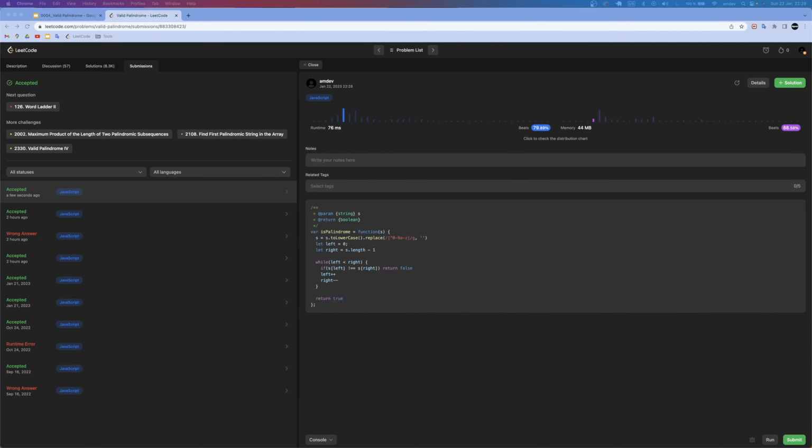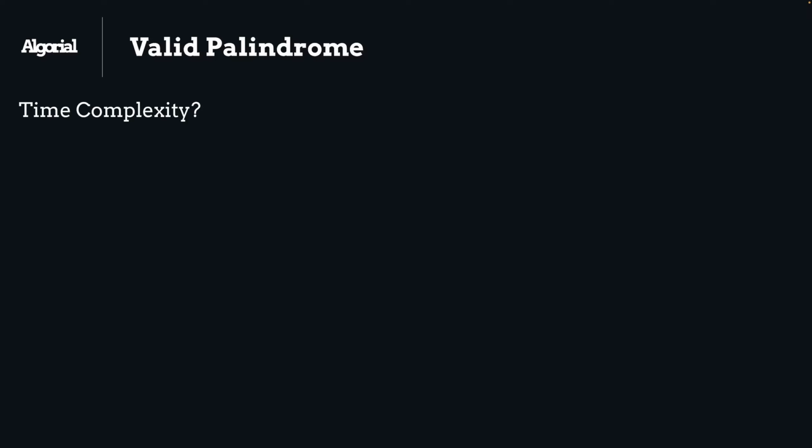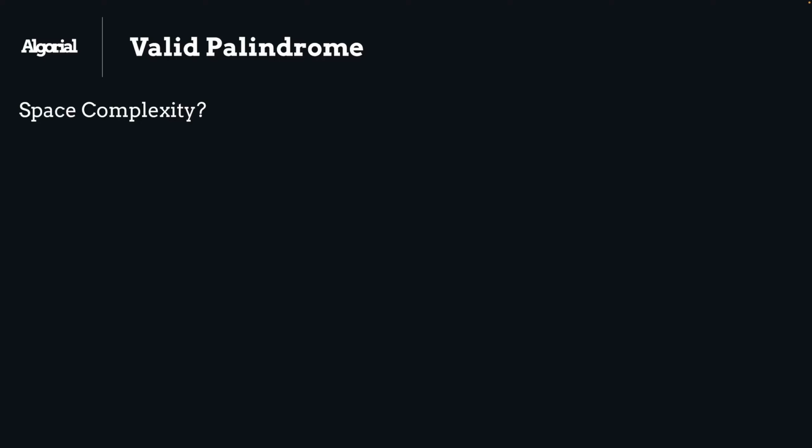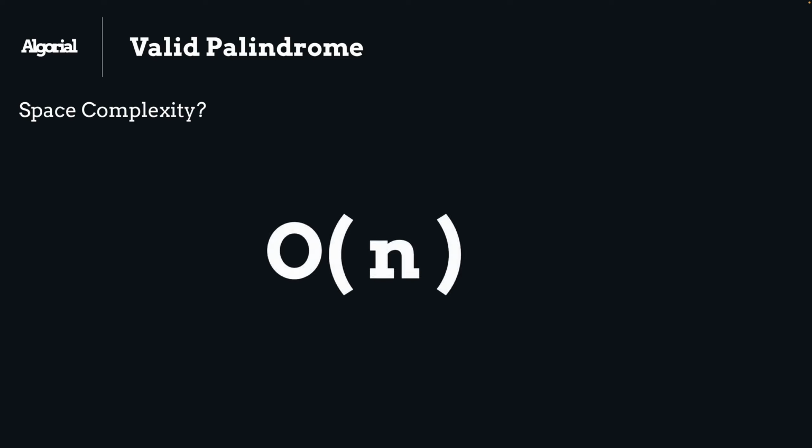Now let's check for time and space complexity for this algorithm. For time complexity, we are just having a for loop over our string. So we will have O of n time complexity, where n is the length of our string. For space complexity, we are creating a new string with the solutions. So again, it will be O of n, where n is the length of our string.